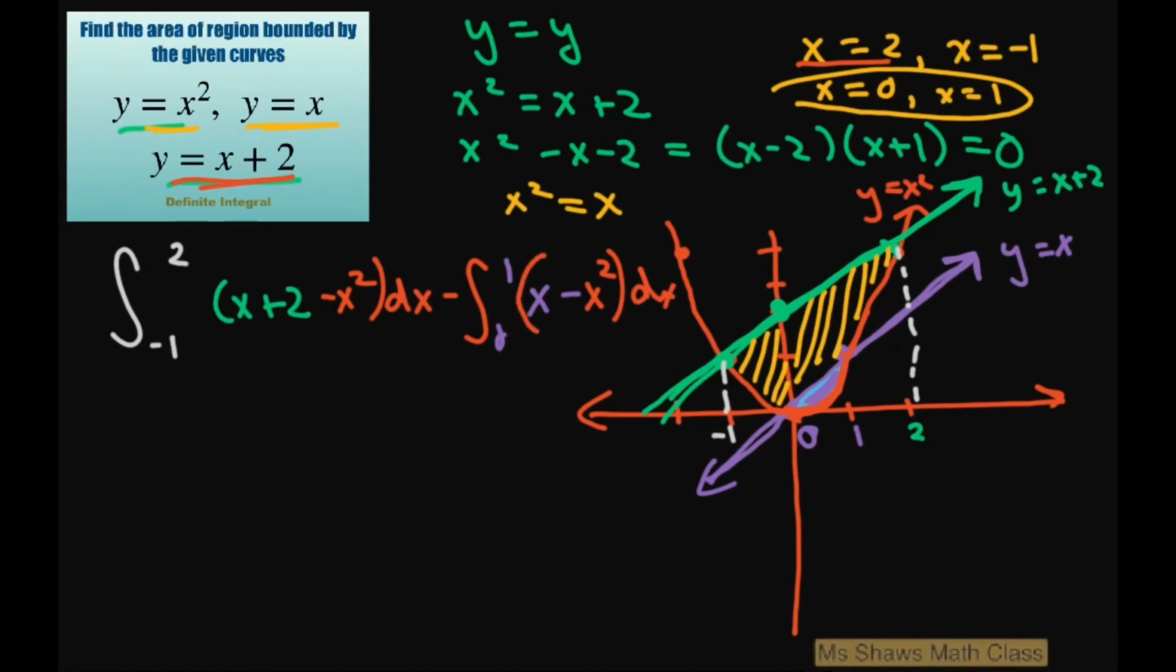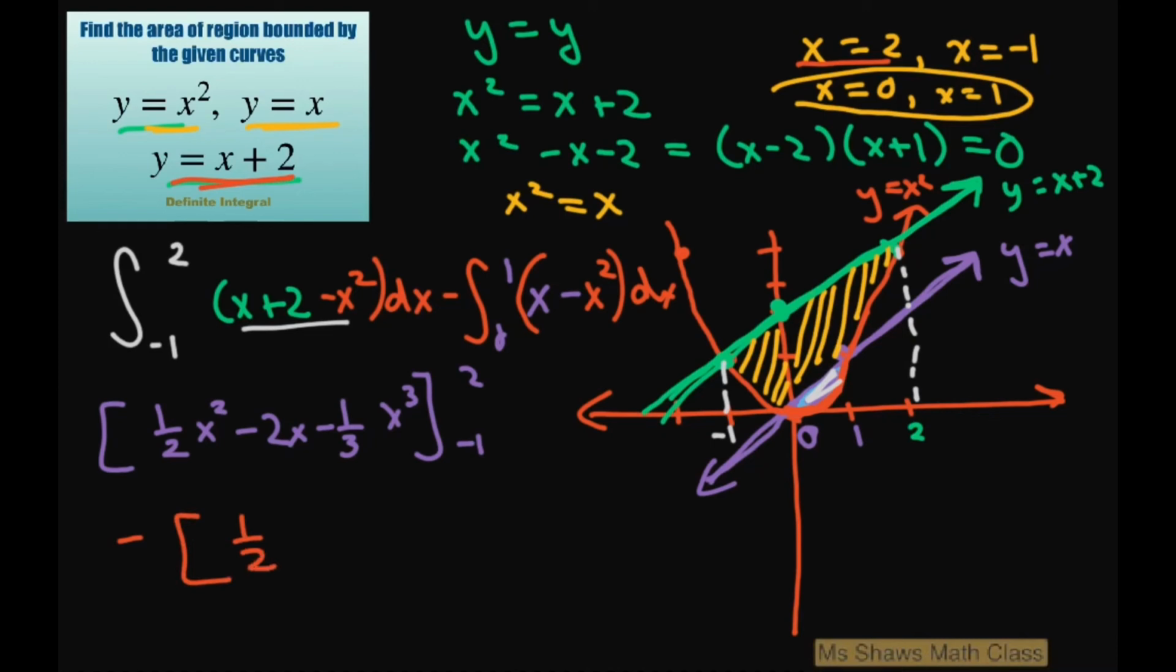I'm taking the area of the whole piece, subtracting this area that I included in this piece. So when we integrate this, we're going to get 1/2 x squared plus 2x minus 1/3 x cubed, from negative 1 to 2, and then we subtract 1/2 x squared minus 1/3 x cubed from 0 to 1. Note that when we substitute in 0, that's just going to be 0, so we only have to do the 1 there.